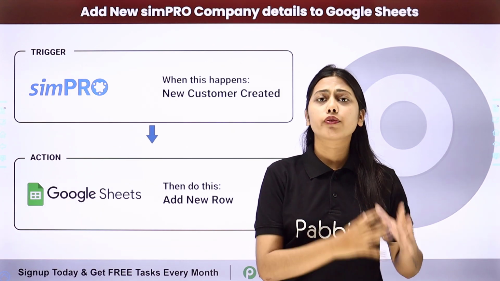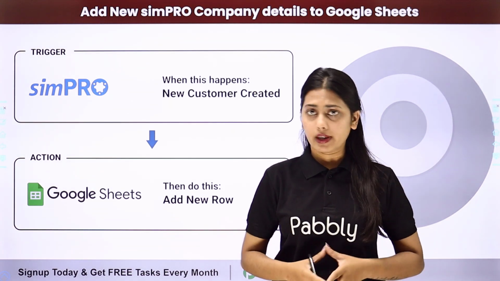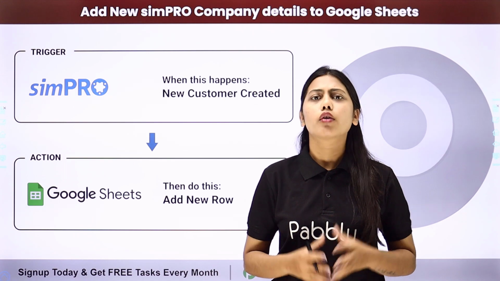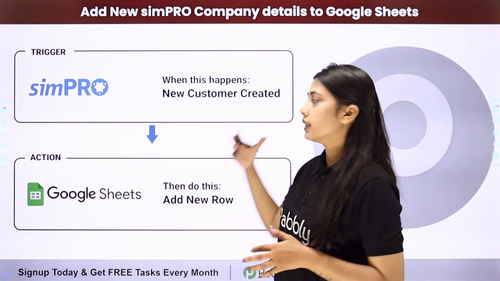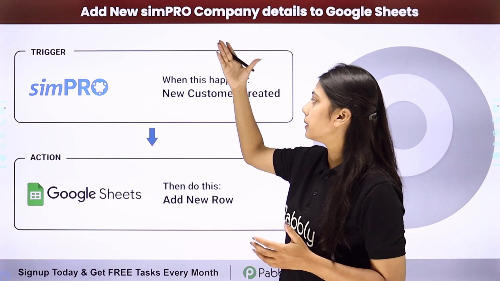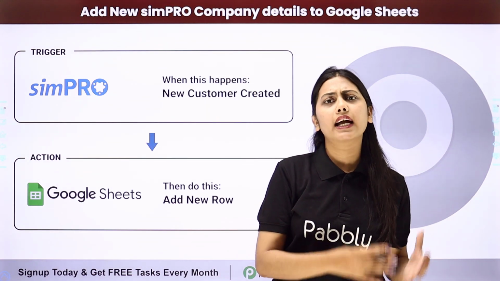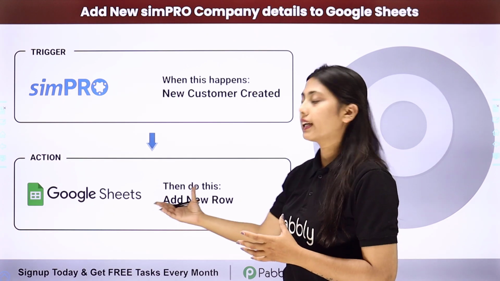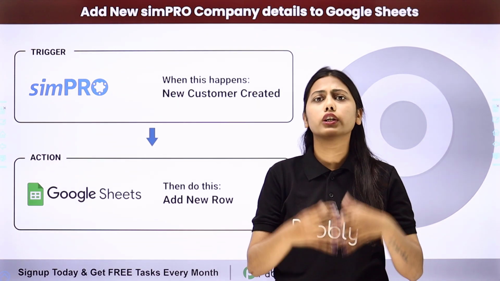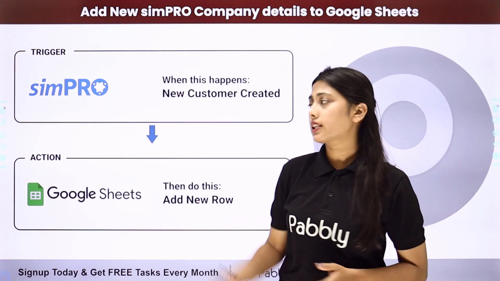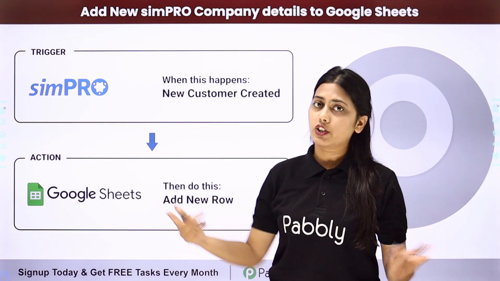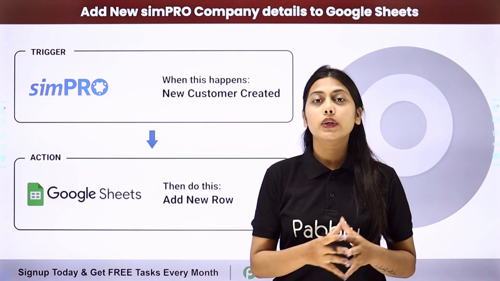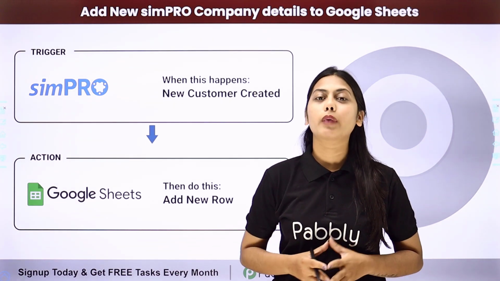Now SimPRO is a field-based service management software and Google Sheets is needed for keeping all the records of your work. Now whenever you add a new customer or customer details in SimPRO, you might want them to be updated in Google Sheets by adding a new row in your already made sheet. But this cannot happen automatically because both of these applications do not have a direct connection between them. But I will tell you that we can automate this process with the help of Pabbly Connect.